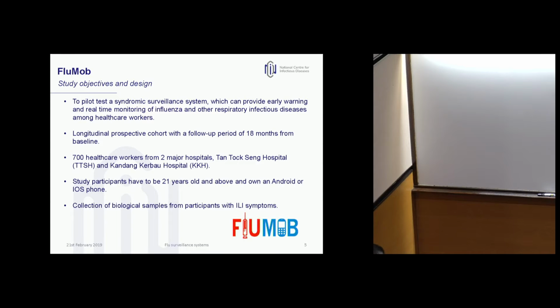The objective of the study was to pilot test this mobile app, which serves as our surveillance system. The idea behind it is to get the person to use this app to report every week to tell us if they have influenza-like symptoms. We think that such a system can provide early warning and real-time monitoring of influenza. So we recruited 700 workers from 2 major hospitals in Singapore, and we followed them up for 18 months. Our study participants have to be 21 years old and above, and they have to, of course, own a smartphone.